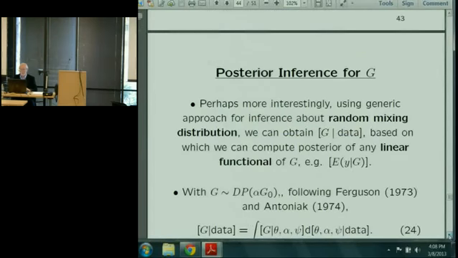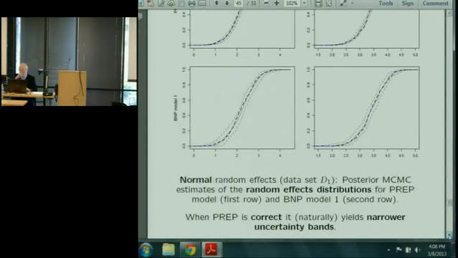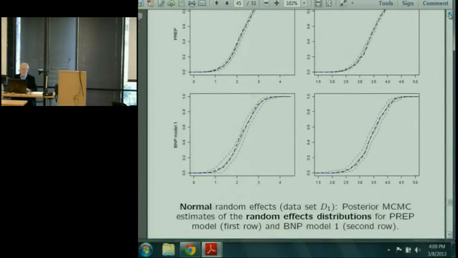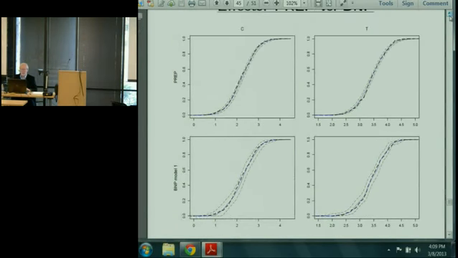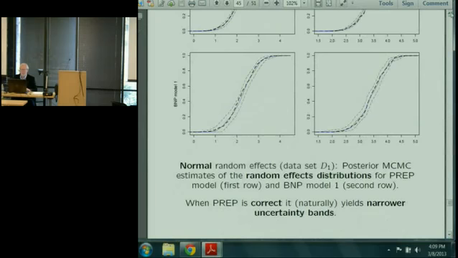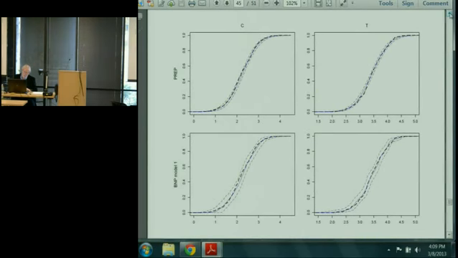And we have some stuff here that's details. And now what I'm showing is some curves. Basically, these are normal random effects. This was data set 1. And what we have is posterior MCMC estimates of the random effects distributions for the parametric model in the first row and for the Bayesian non-parametric model in the second row. The right answer is the blue curves, if I remember correctly. The data generating answer is the blue curves. I'm trying to remember which. No, I think that's wrong.